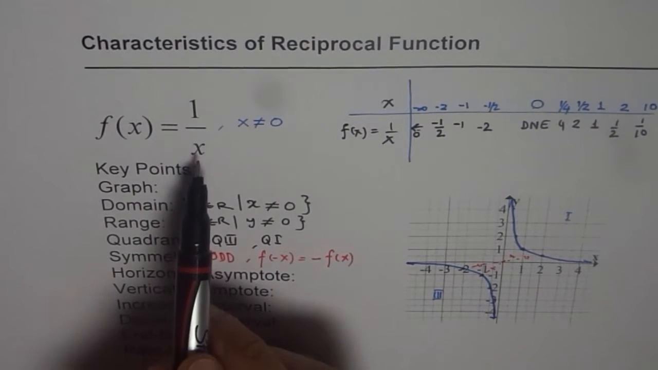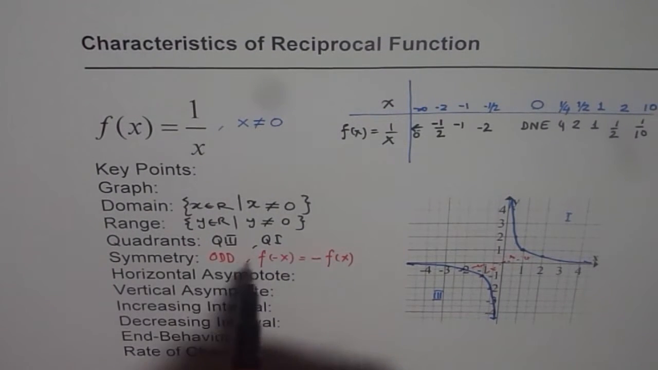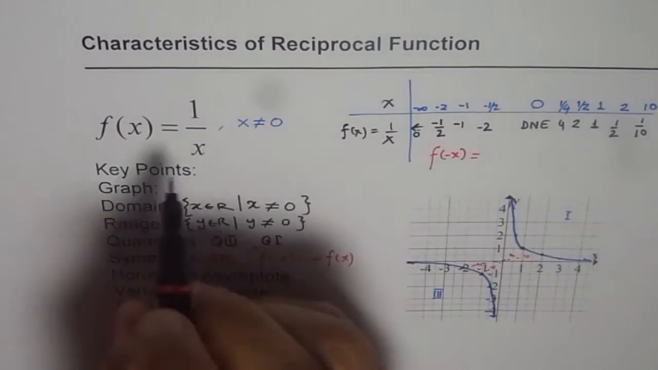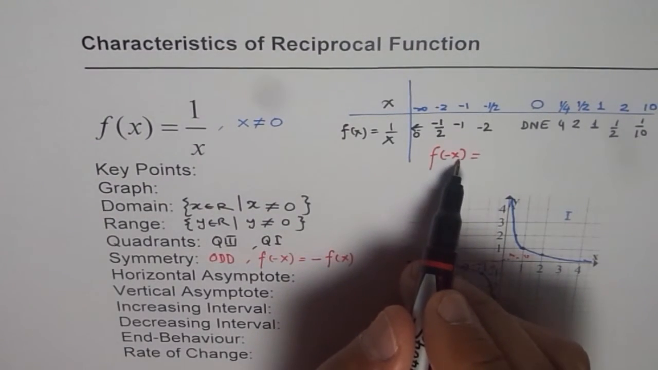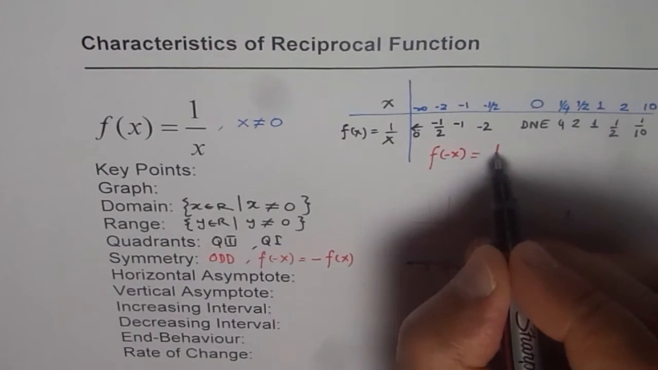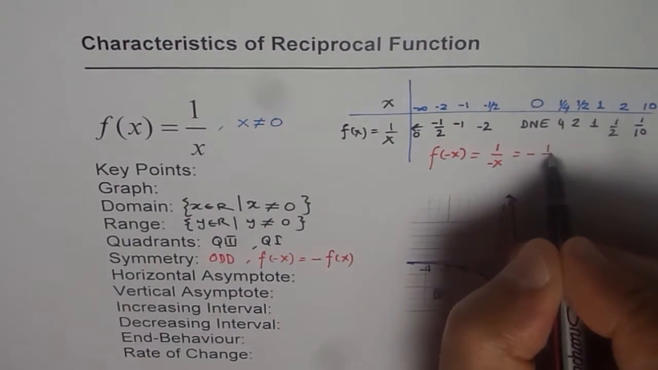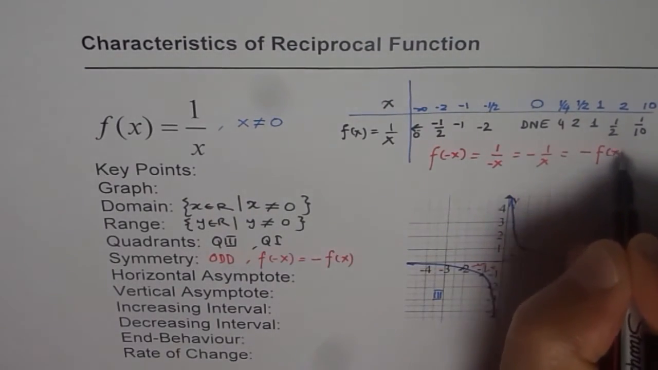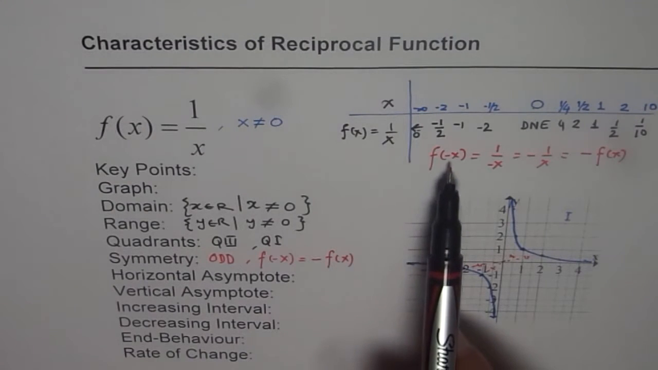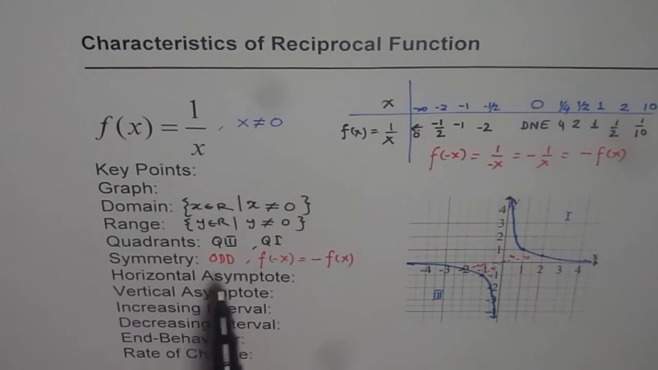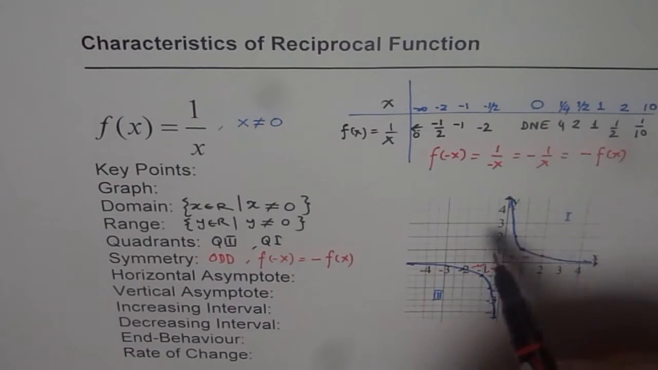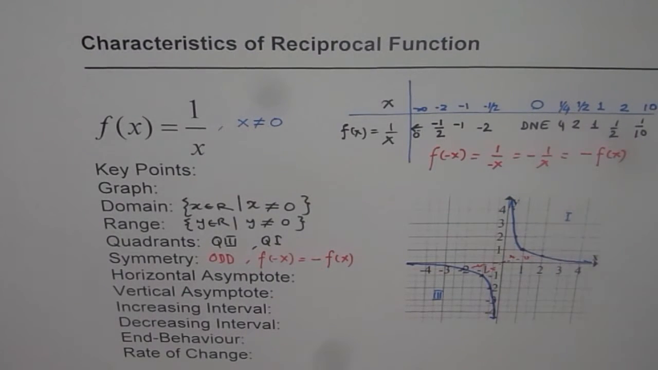So if I replace x with minus x, what do I get? Let me show you this part here. When I say f of minus x, it means what? f of x is 1 over x. f of minus x means replace x with minus x. I'll get 1 over minus x, which is minus of 1 over x. And 1 over x is f of x. So we can write this as minus of f of x, right? So in general, f of minus x equals minus of f of x. Therefore, it has odd symmetry. So that is the algebraic proof of odd symmetry, right? So I'd like you to make a note of this so that you can prove it algebraically also if required.